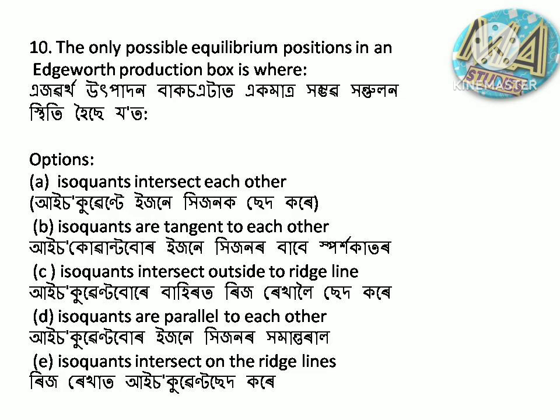10. The only possible equilibrium positions in an Edgeworth production box is where. Options: A. isoquants intersect each other, B. isoquants are tangent to each other, C. isoquants intersect outside the ridgeline, D. isoquants are parallel to.